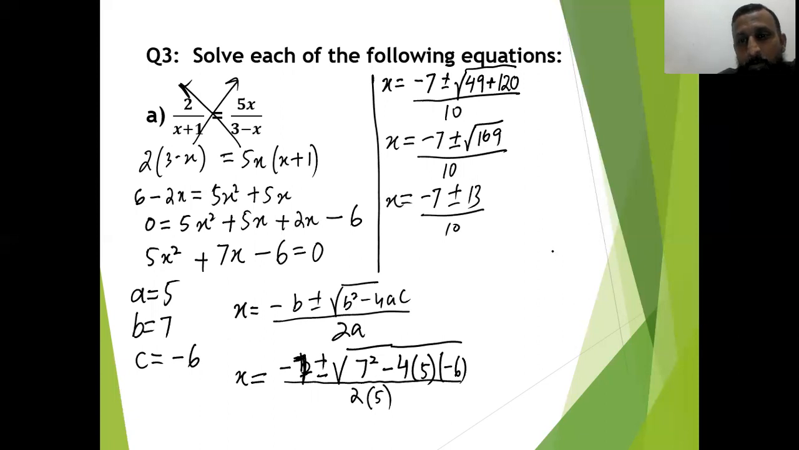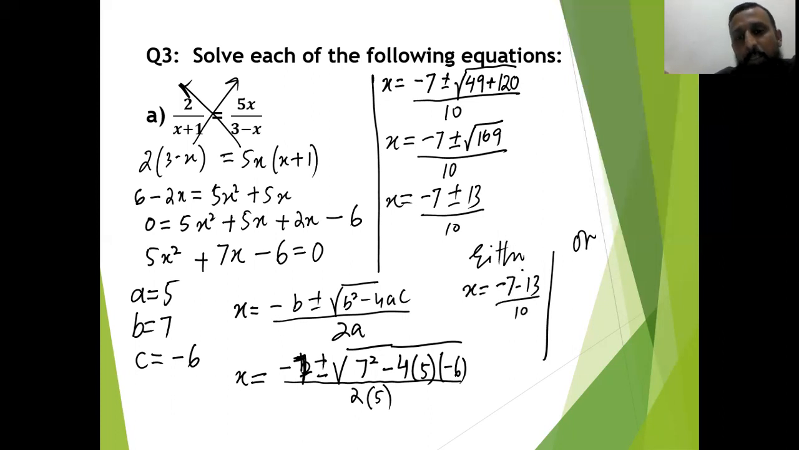Alright, dear students. So what do we need to do? We need to make two columns, either or. So x equals negative 7 minus 13 upon 10. Now negative 13, negative 7 makes negative 20. Negative 20 divided by 10 is negative 2. So the first result is x equals negative 2.